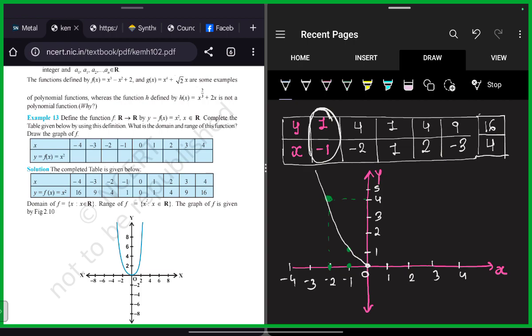Similarly, for x is equal to 1, we are getting y is equal to 1. So first point is here. For x is equal to 2, we are getting y is equal to 4. So second point would be here. For x is equal to minus 3, we are getting 9. So it will be somewhere here, right? But we don't need to go that high, okay? So you can connect these dots. So that's it. This is the graph of y is equal to x square. Understood?